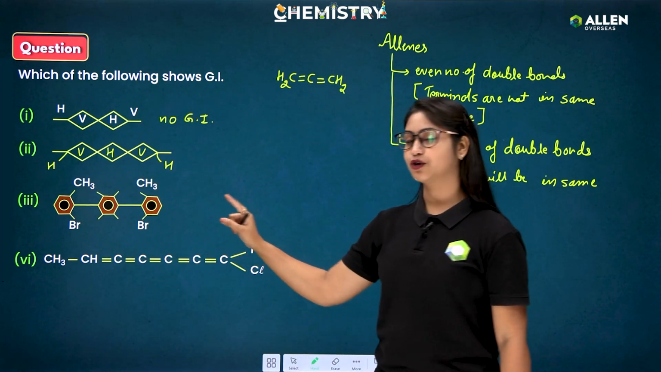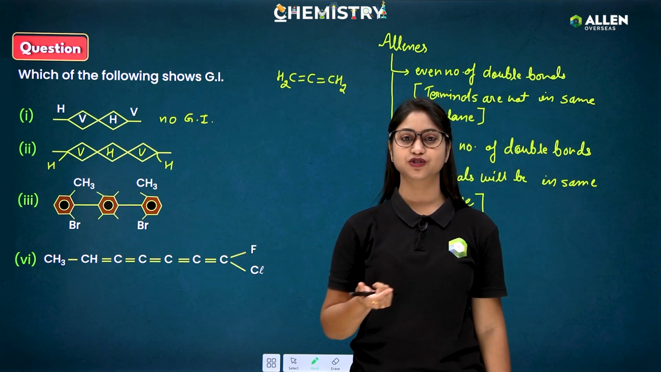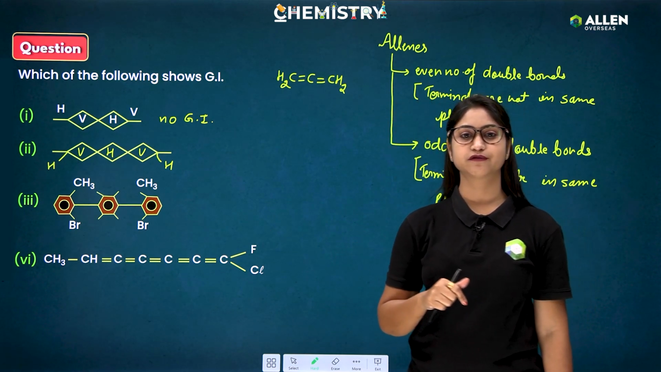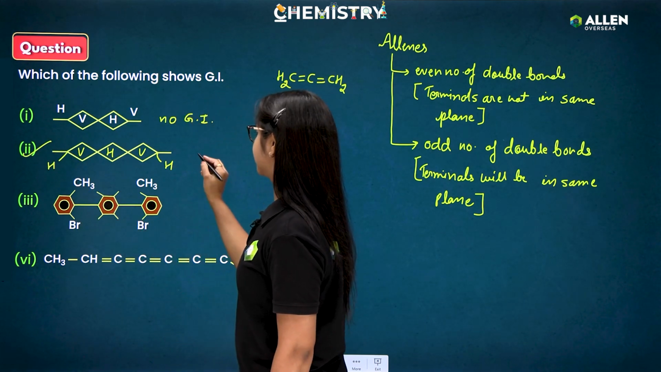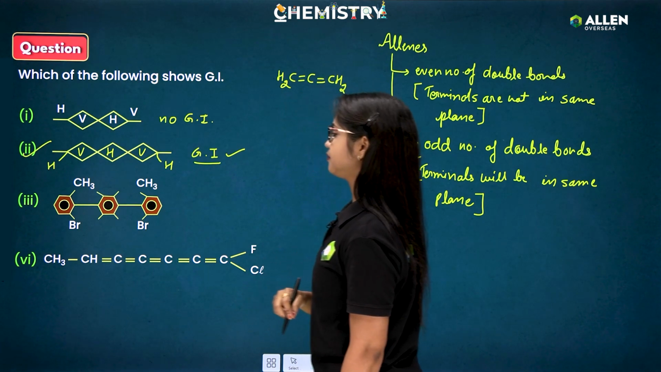So with respect to methyl and hydrogen, we can make the geometrical isomers cis and trans. When both methyls are on the same side, it is cis. When they are opposite, it will be trans. So yes, this compound can show geometrical isomerism. GI is present here. Okay.